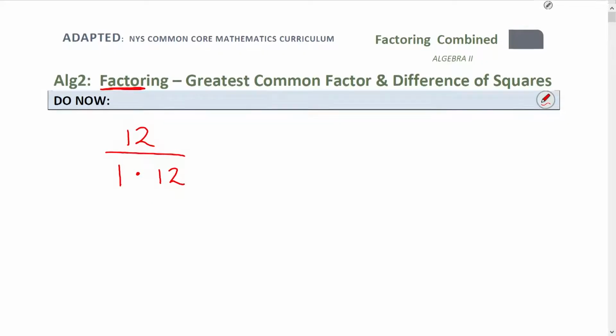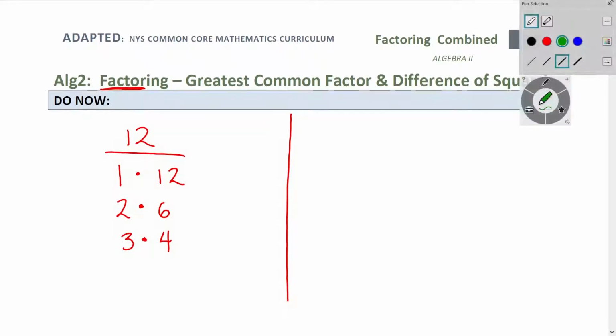That might be not very interesting, but 2 times 6 is 12, and so both 2 and 6 are factors of 12 because those numbers times something else is equal to 12. And also 3 times 4 is 12, so 3 and 4 are also factors of 12. So basically, the process of factoring has to do with finding two things that multiply together to be your original thing. Now, why is that useful?